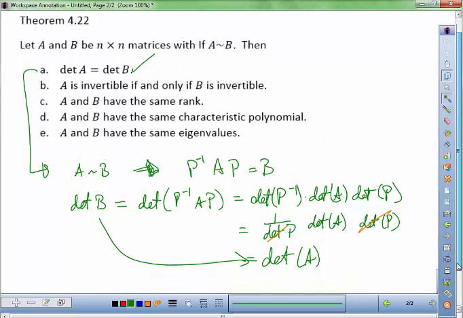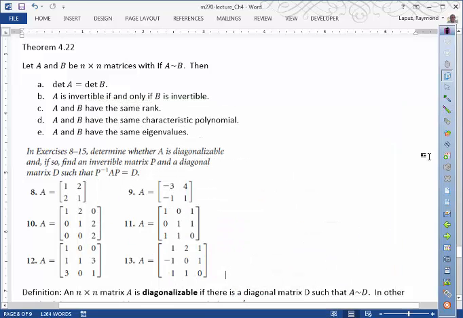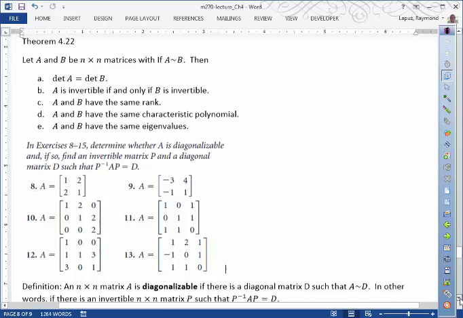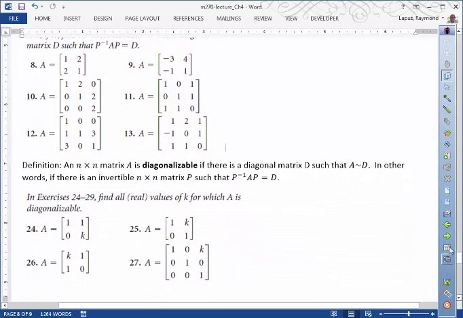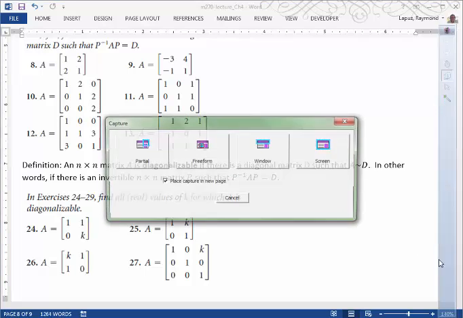I was going to try to do some examples, but I realized I didn't pull out any examples to check if two matrices are similar. So let's just go past that and jump into diagonalization. So here's our next important theorem or definition.